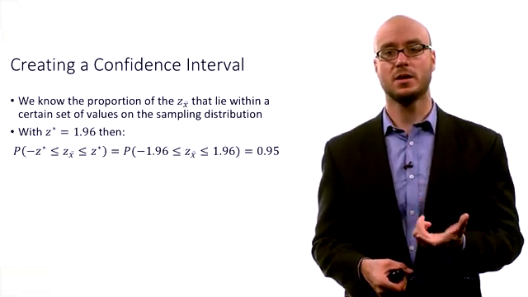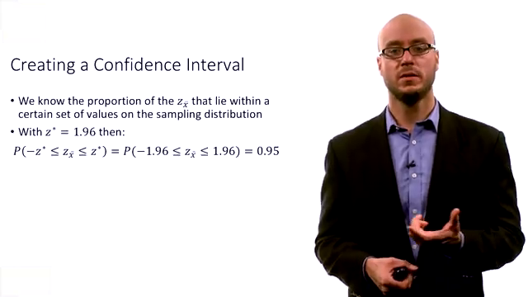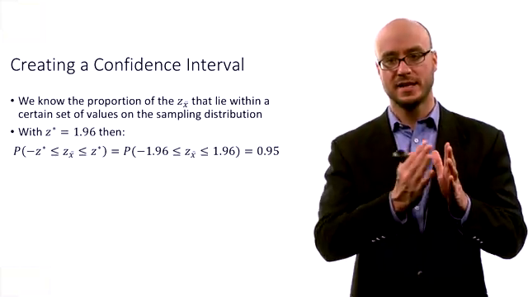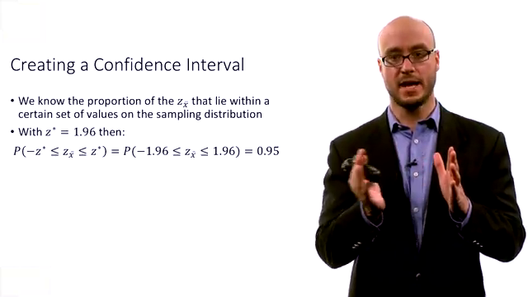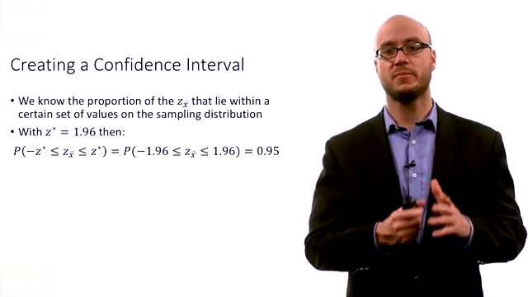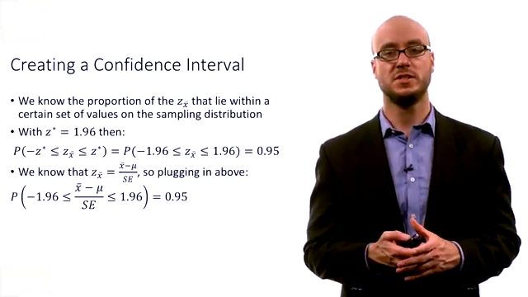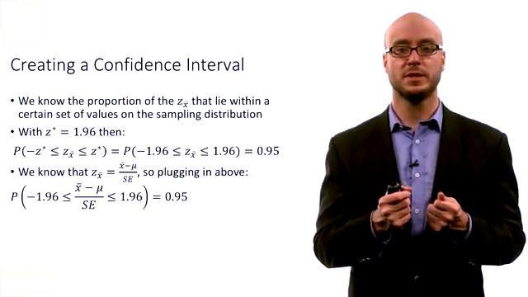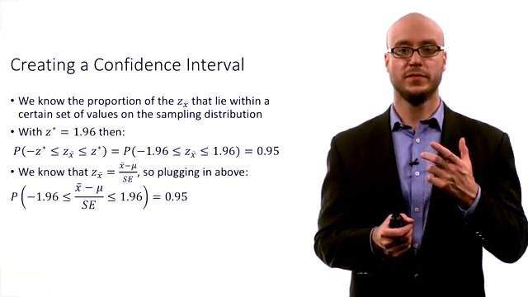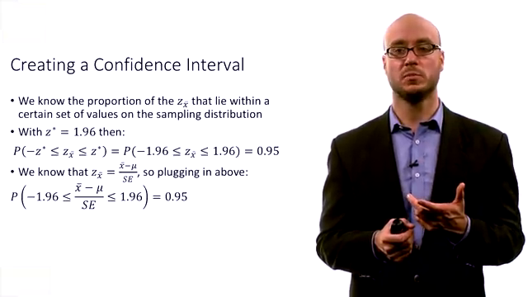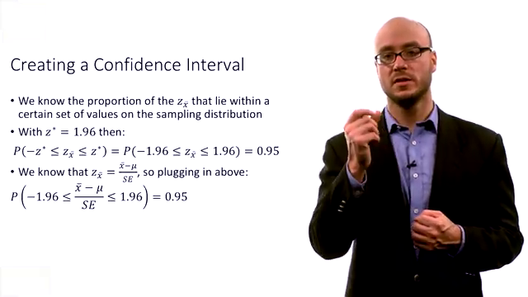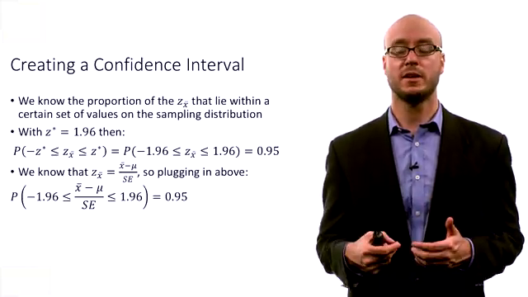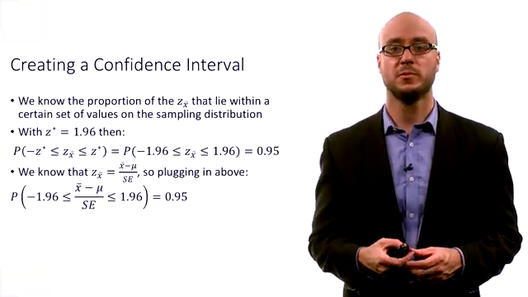So if we set z star to 1.96, then we know that from negative 1.96 to positive 1.96, that middle part is going to be 95%. We're going to capture 95% of the sample means with those two values of z star. We know that these sample means are really just z-scores, so a particular z-score on this standard normal model of the sampling distribution is going to equal the sample mean subtracting out the population mean mu, divided by the standard error, where the standard error is just as before, sigma divided by the square root of n.